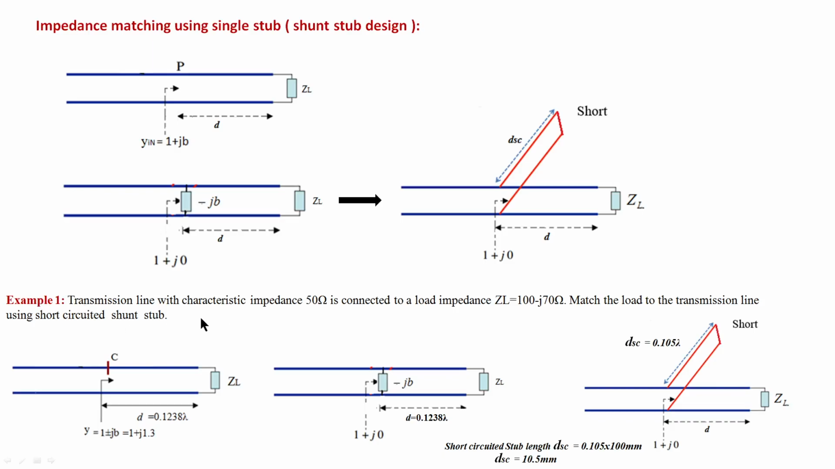A transmission line with a characteristic impedance of 50 ohm is connected to a load impedance 100 minus j70 ohm. Match the load to the transmission line using a short circuited shunt stub. Okay, the question is this. A shunt stub is asked.